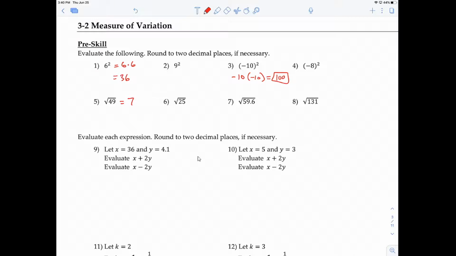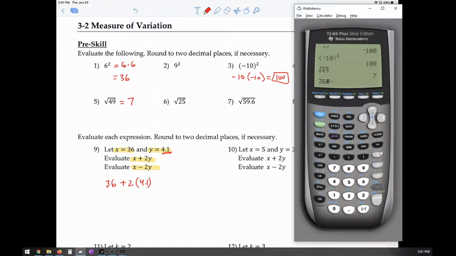Okay, so those are pre-skills. And this pre-skill is just evaluating expressions, inputting values into an expression. I'll go ahead and do one quick one. In this case, we're given that x is equal to 36, y is equal to 4.1, and we want to evaluate these expressions with those values. For the first one, we take x and substitute the given value, 36. So that's going to be 36 plus 2 times y, where y is equal to 4.1. We would just evaluate this on the calculator. So we'd go 36 plus 2 times 4.1, just like that. Press enter.